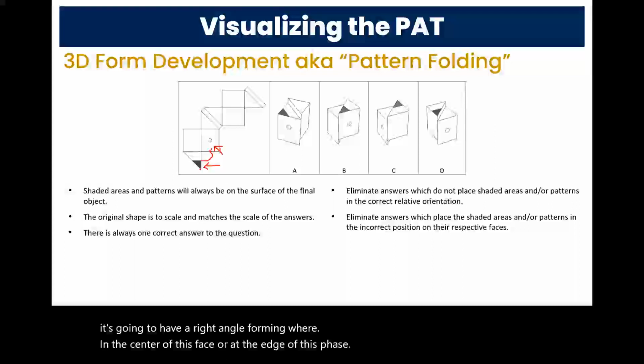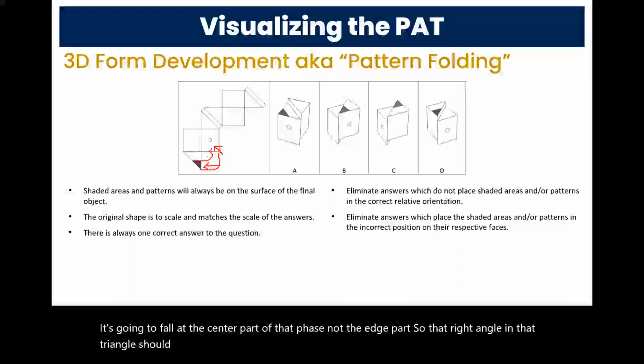Where's that right angle going to be planted? I mean, this right angle, this one. It's going to fall at the center part of that face, not the edge part. So that right angle in that triangle should be touching the center of that face with the circle in it. Does A do that?